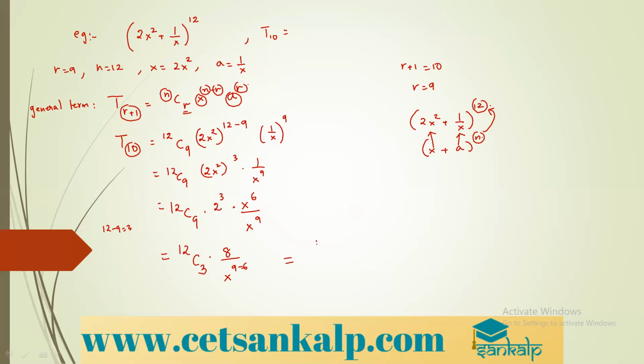Now 12C3: start with 12, take 3 numbers, divide by 3 factorial, that is 6. 6 ones, 6 twos. And then you have 8 by x³. When you multiply all these numbers, you will get 1760 by x³. This is how in this particular binomial expansion, we could find the 10th term.